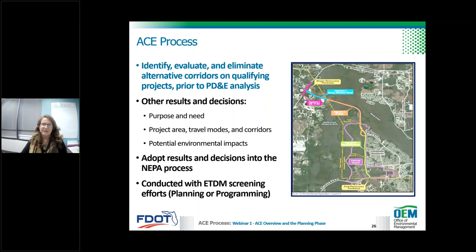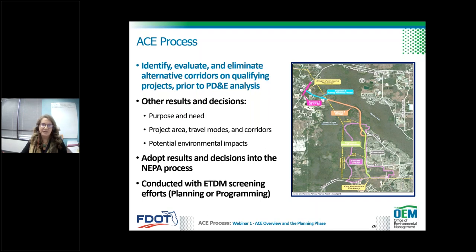Next slide. The primary objective of the ACE process is to develop and evaluate a range of alternative corridors and document those corridors that are recommended for elimination. The ACE process can be used to refine the purpose and need, define the project area, general travel modes, or corridors, even confirming logical termini, and describe the general environmental setting, which includes preliminary environmental impacts as well as potential mitigation strategies. The ACE process links planning and NEPA.